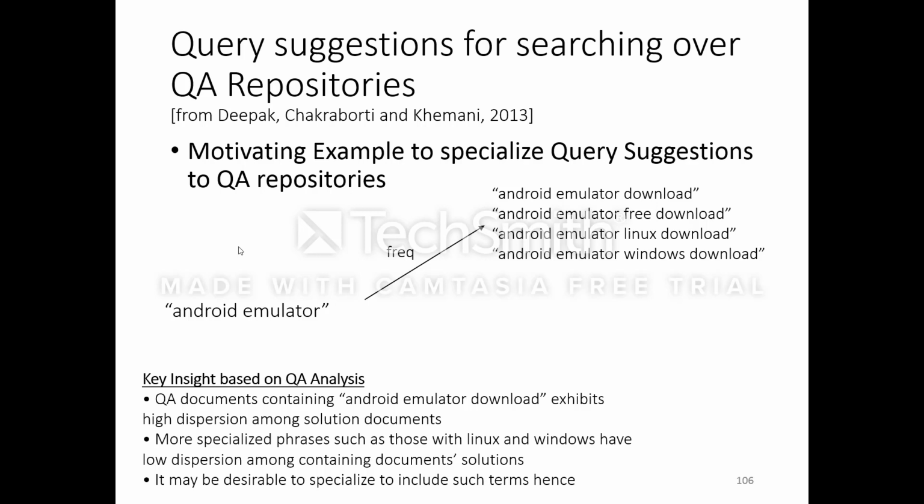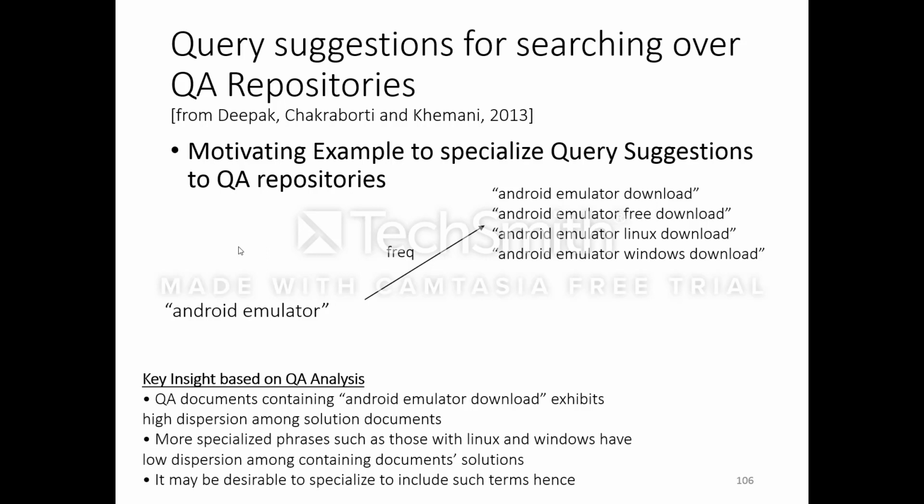Which means that "Android emulator download" probably is a phrase associated with a broader set of question topics, a broader set of questions or tasks, each of which has its own kind of solutions. Whereas "Android emulator Linux" and "Android emulator Windows download" are maybe much more coherent in the solution space because they are focused on a smaller set of tasks. In this case, "Android emulator Windows download" is just a very trivial task, which is about asking for Android emulators for Windows, and websites or sources to download them.